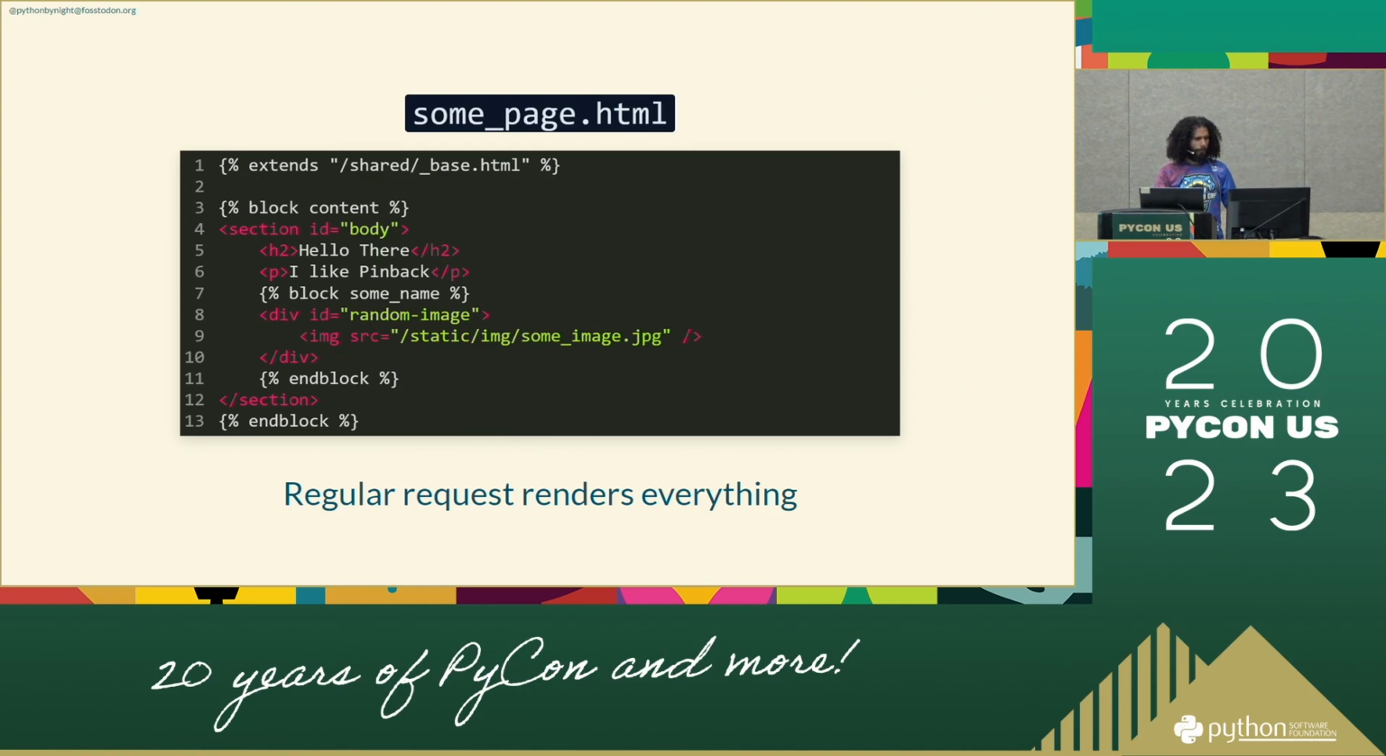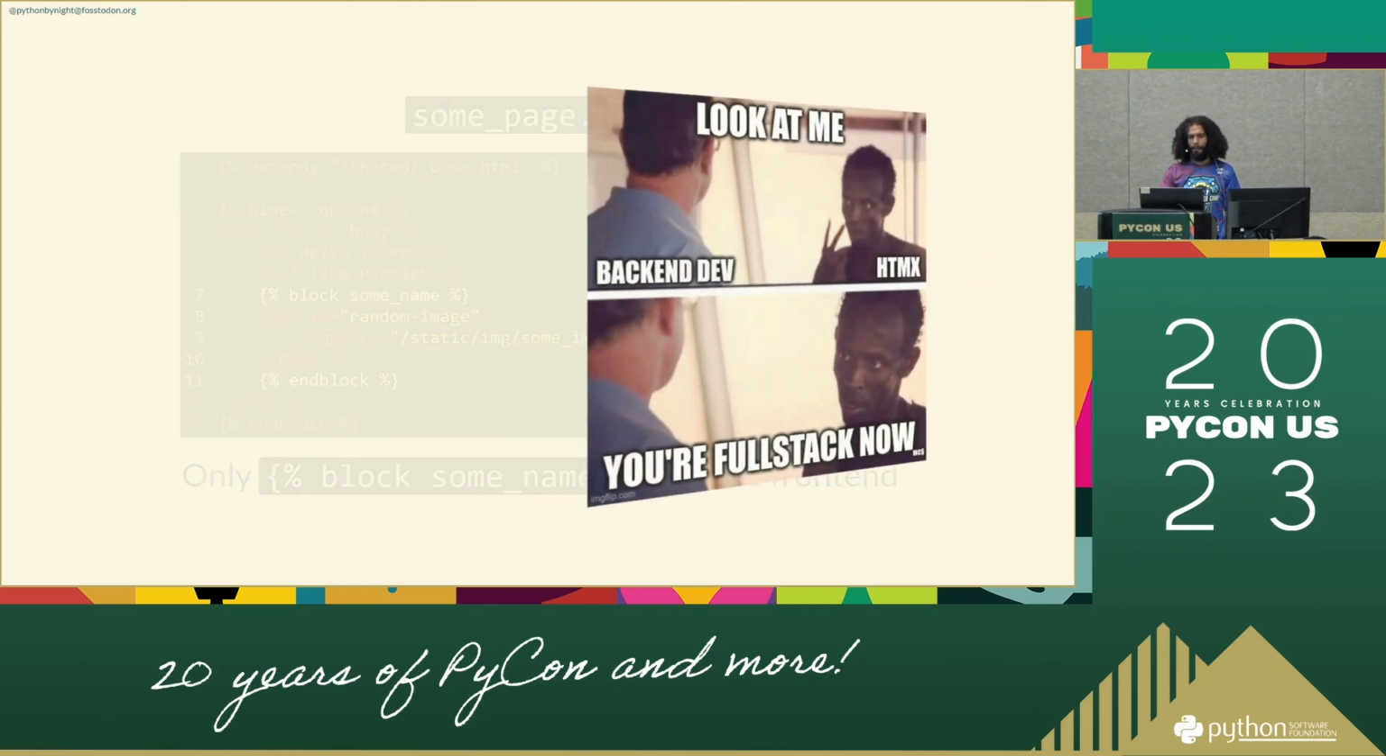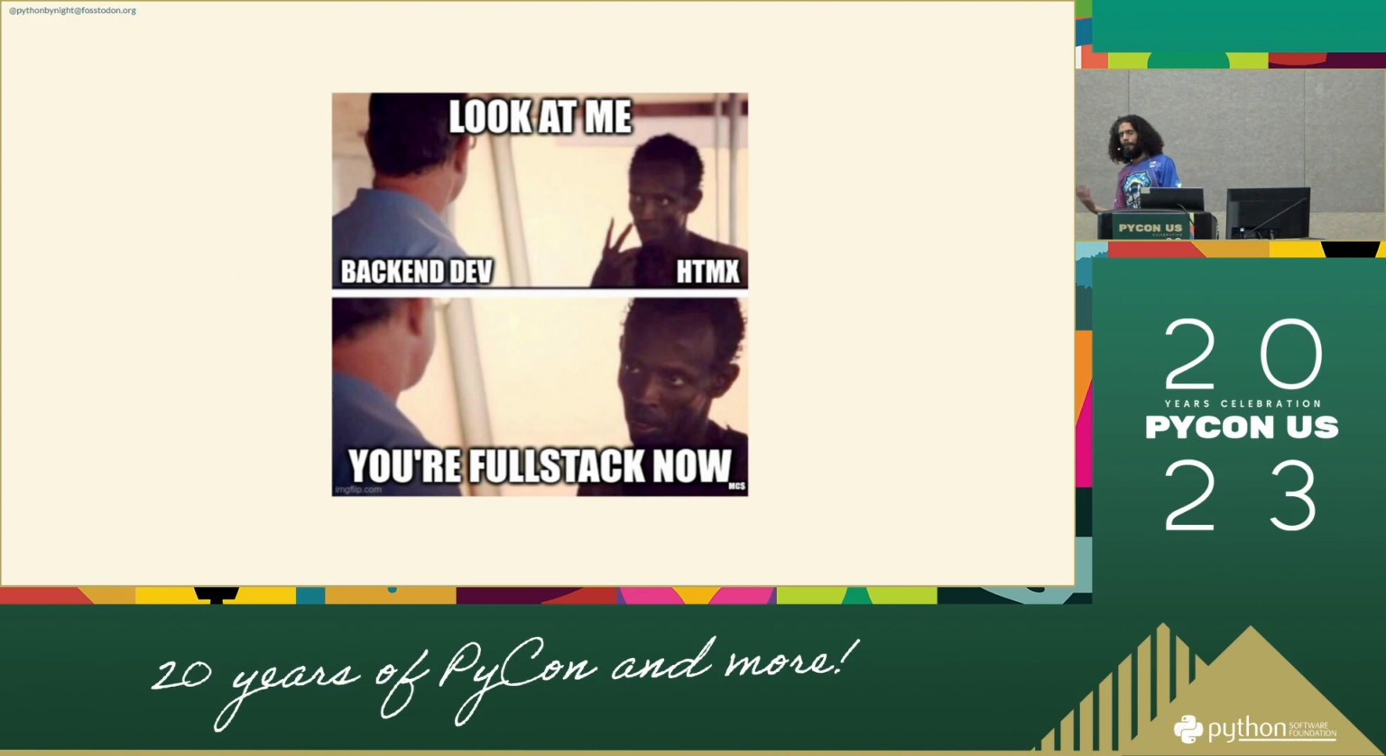So a regular request renders everything. We already knew that. It'll include that content from the base HTML. An HTMX request would then only render that partial content that is within that block name. So if you've been kind of paying attention and you start imagining the types of things that you can do with HTMX, you pretty much have accomplished a lot already. You're a full stack developer now, right? Again, these memes are from the HTMX website. Like, if you follow their Twitter, it's pretty great stuff.